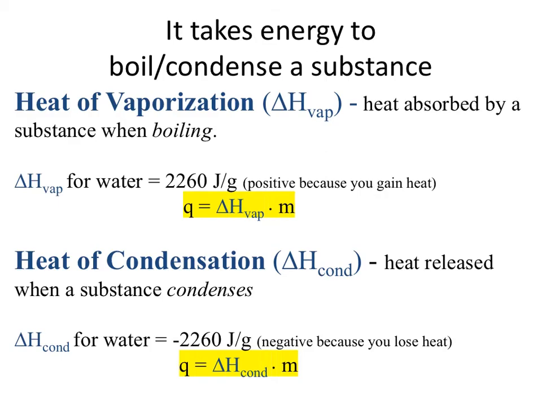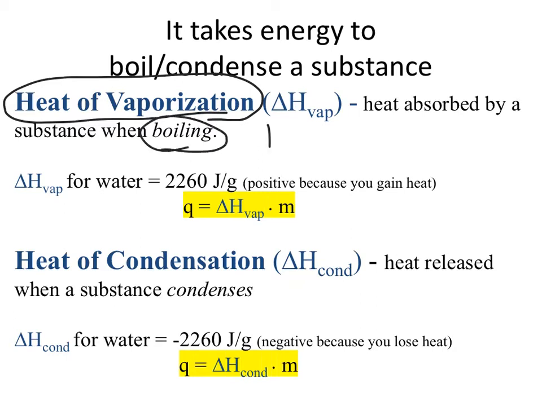So right here we have the heat of vaporization versus the heat of condensation. Heat of vaporization is not a clever name. It's when we're going to put in heat, so that's an endothermic reaction or process, and when the heat is absorbed, we're going to actually make the water boil. So that means we're going from a liquid to a gas phase. Now we know that the liquid to gas phase happens at 100 degrees Celsius for water.